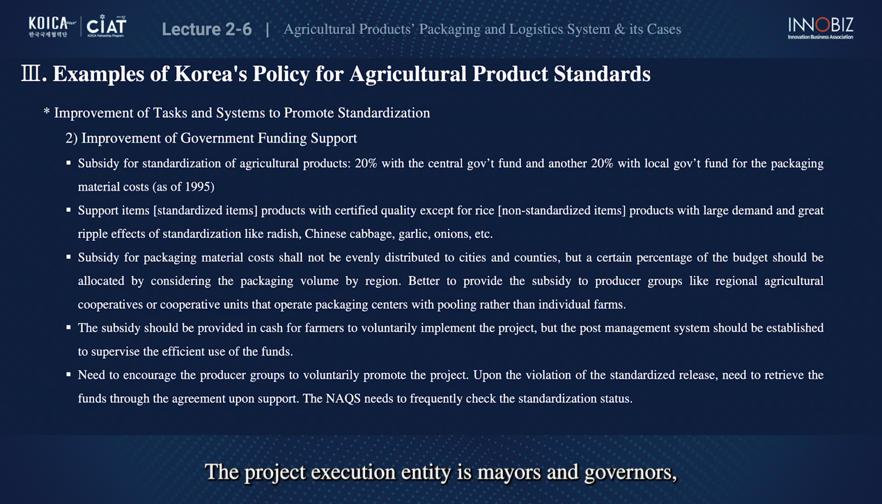The project execution entity is mayors and governors, and mayors and heads of counties should receive applications from heads of 읍면, regional agricultural cooperatives, cooperative units, and farms, and select recipients by considering the local situation. In selecting support items and target farms, mayors and heads of counties receive confirmation from the Agricultural Products Inspection Department and determine recipients through deliberation at the Rural Development Deliberation Committee.